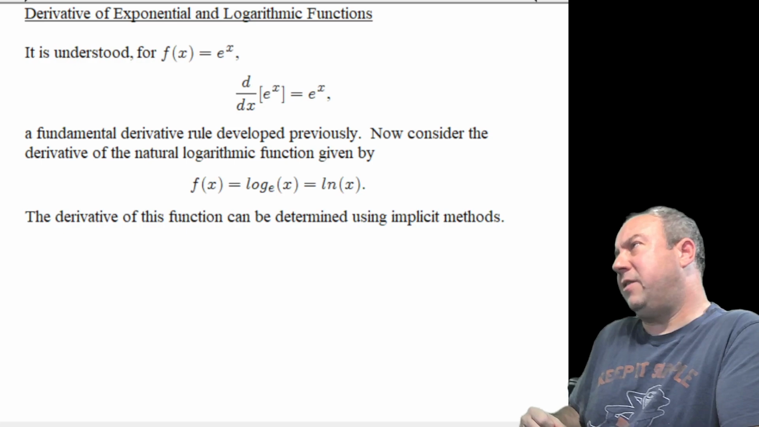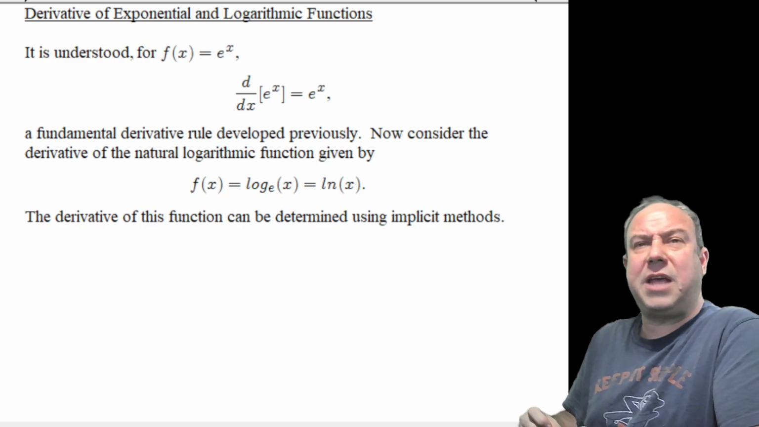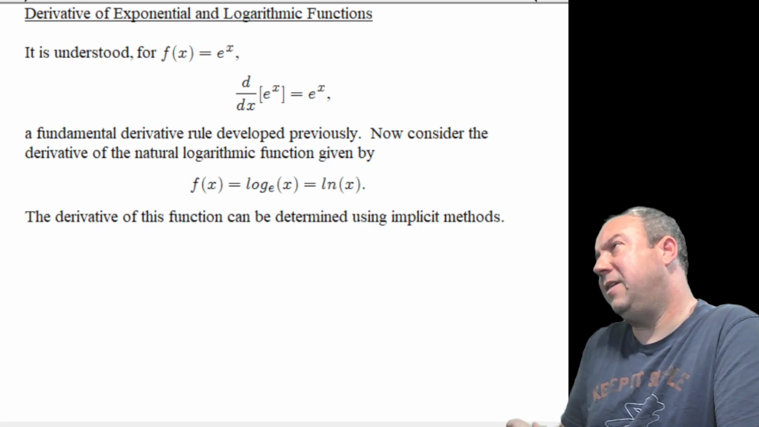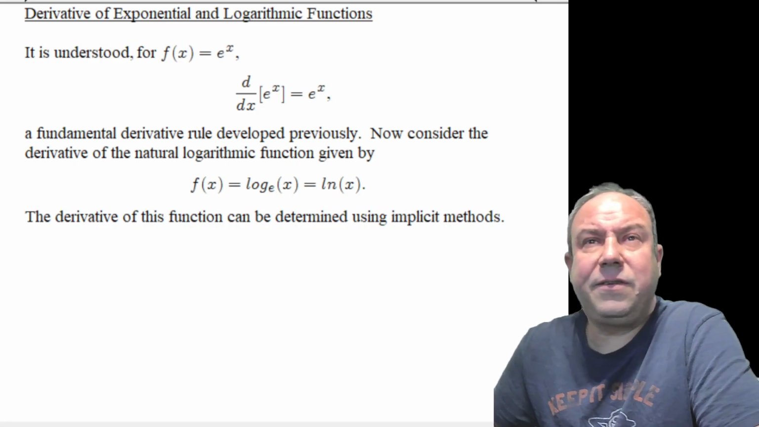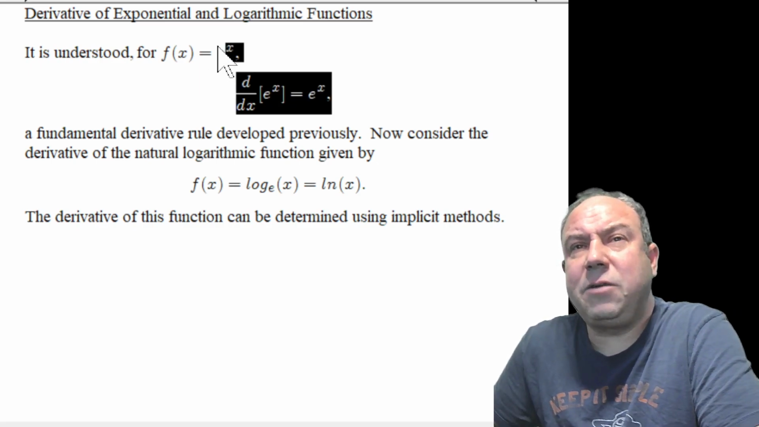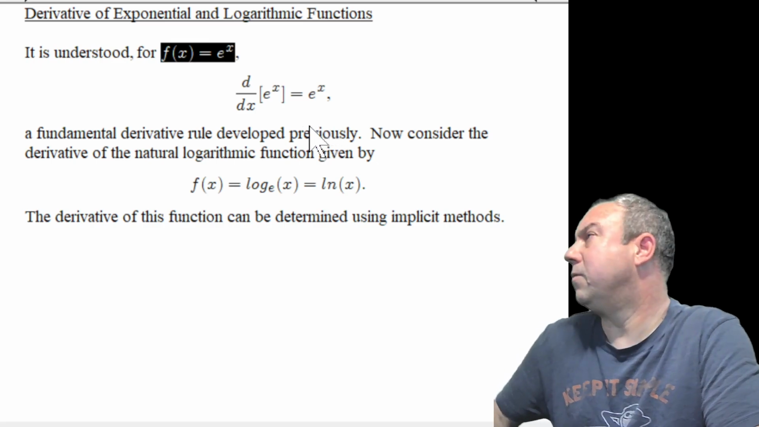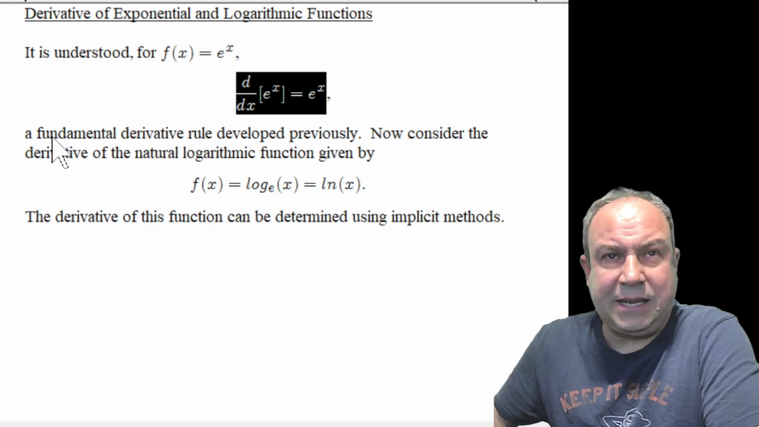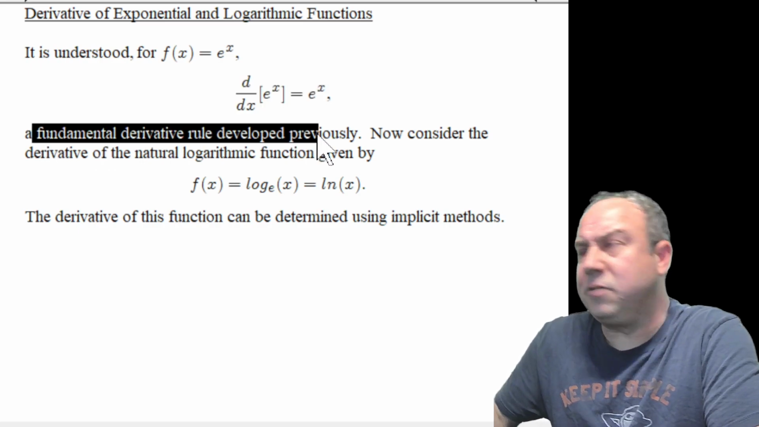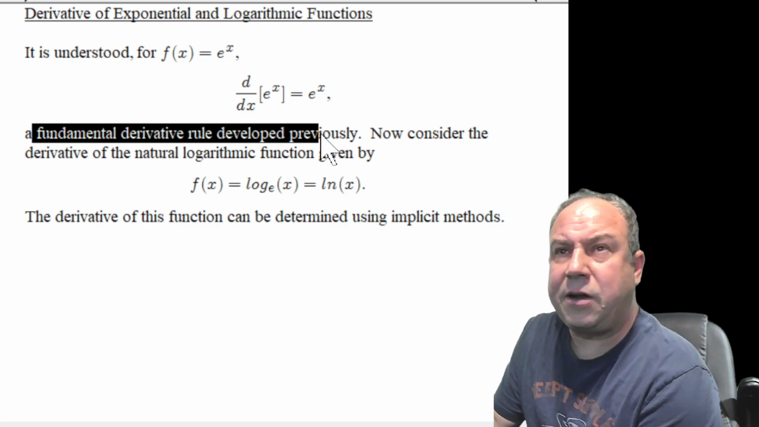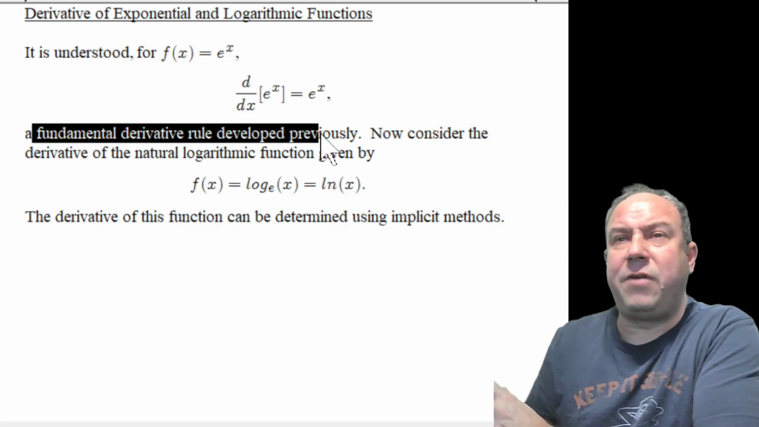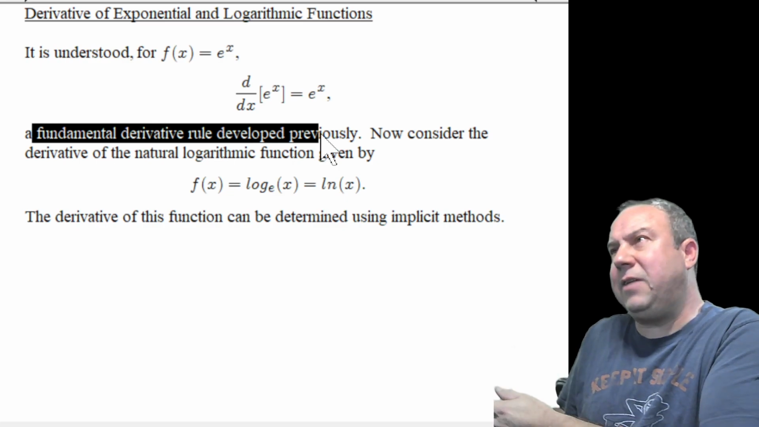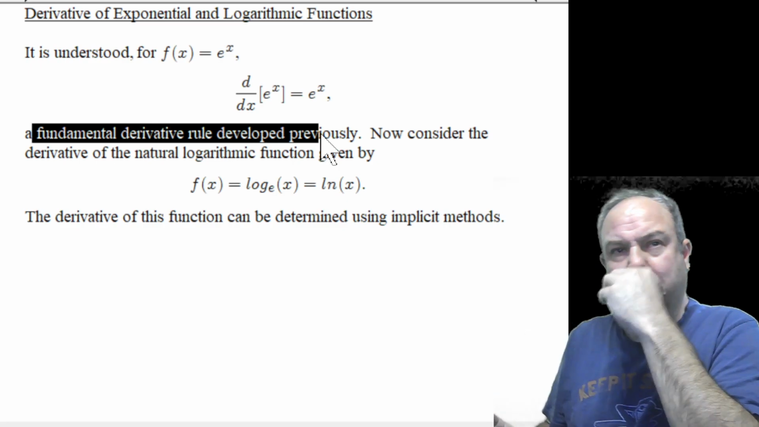Where we actually begin, though, is we just take note of something we already understand. And that is, for the function f of x equals e to the x, the derivative with respect to x for e to the x is also just equal to e to the x. That's a fundamental derivative rule that we developed earlier in our notes. I have a whole video devoted to that topic, and we defined e and we proved that derivative result.